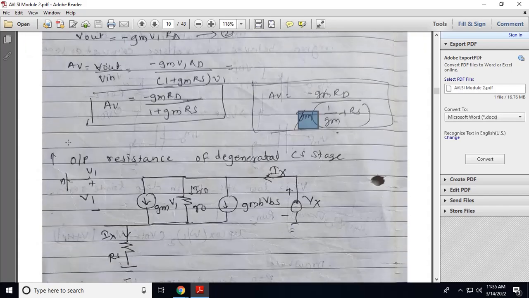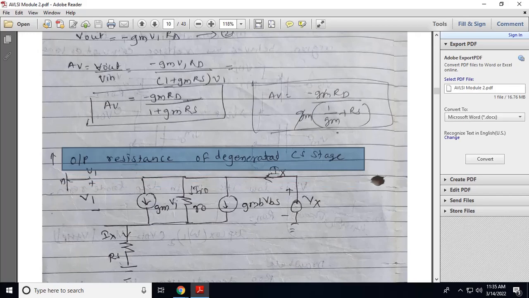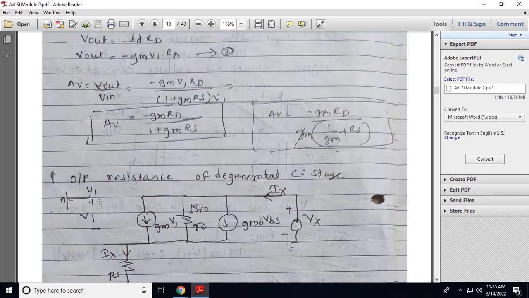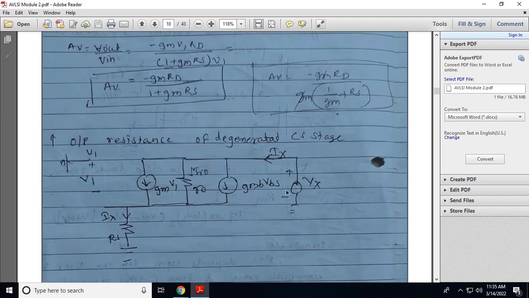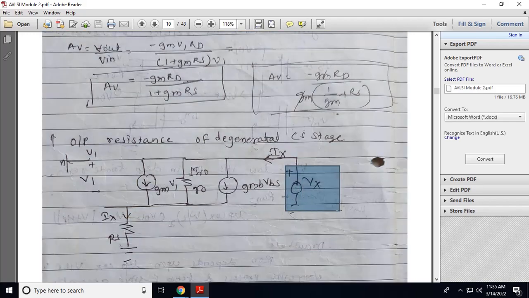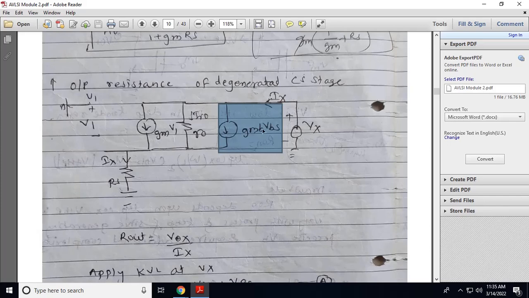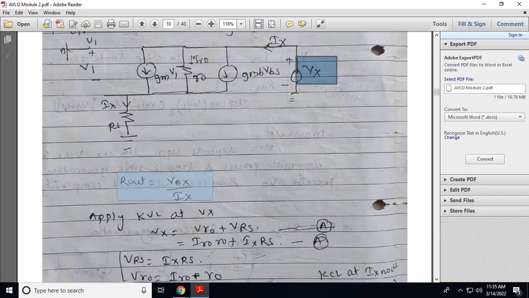Now the output resistance of the degenerated common source stage. Now we draw the equivalent model for this. So the input is grounded. This is the gate terminal of the transistor, drain terminal and source. We draw a voltage source here at the output side. So we have to find out Vx by Ix, that is the output resistance. This is a current source that depends upon voltage, the output resistance of the transistor, and a current source due to the body effect. Now Rout is equal to Vx by Ix.